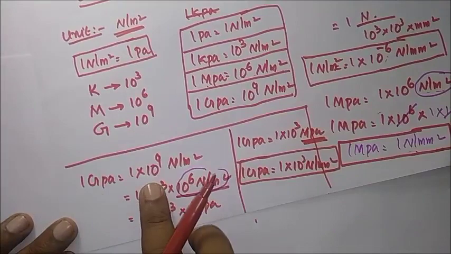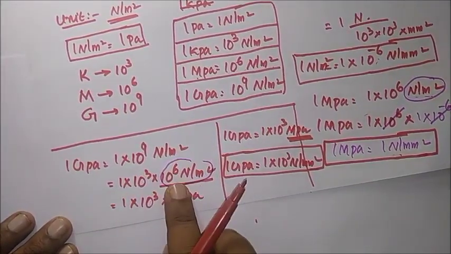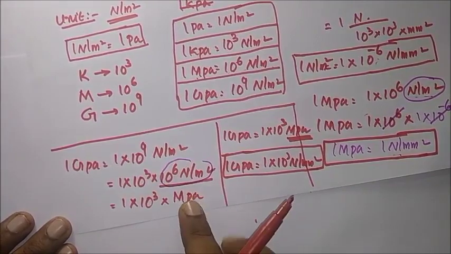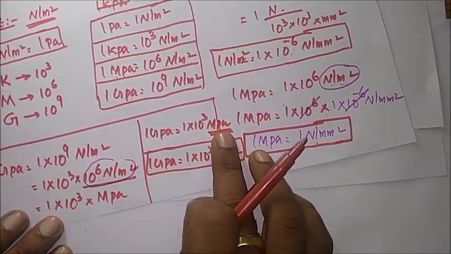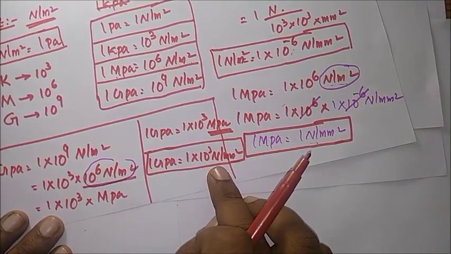1 gigapascal is equal to 1 into 10 raised to 9 Newton per meter square. That is 1 into 10 raised to 3 into 10 raised to 6. That 10 raised to 6 is equal to a megapascal. That is equal to 1 into 10 raised to 3 megapascal. So 1 gigapascal is equal to 1 into 10 raised to 3 Newton per millimeter square.